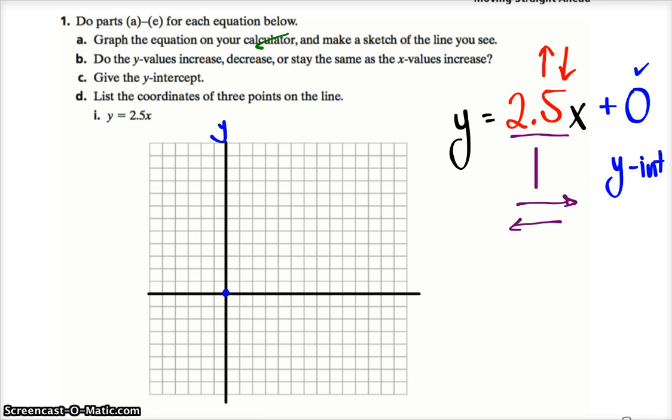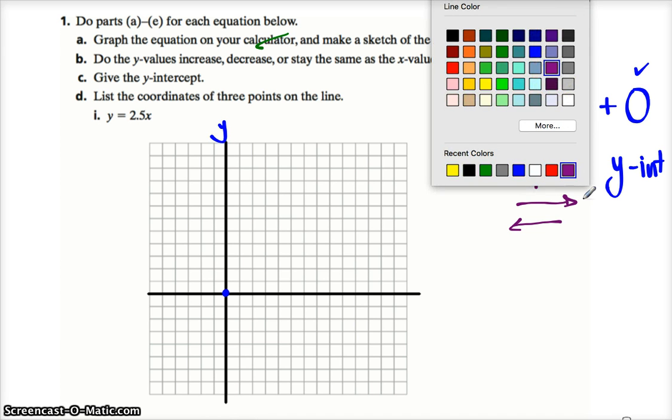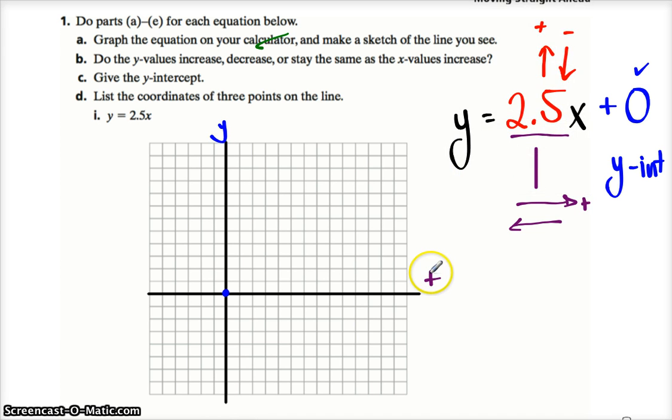Now if it's going up, that's positive. So up is positive, down is negative, and to the right that is positive because my positive numbers are this way and my negative numbers are this way to the left. Okay, so what that means is start at 0, which I did. I'll go up 2.5, and then I'll go to the right 1 space, and then I'll make another mark.